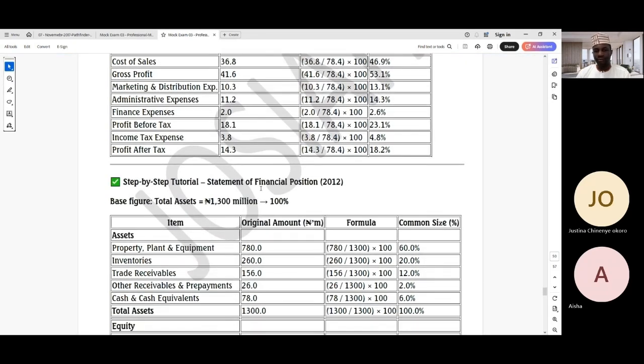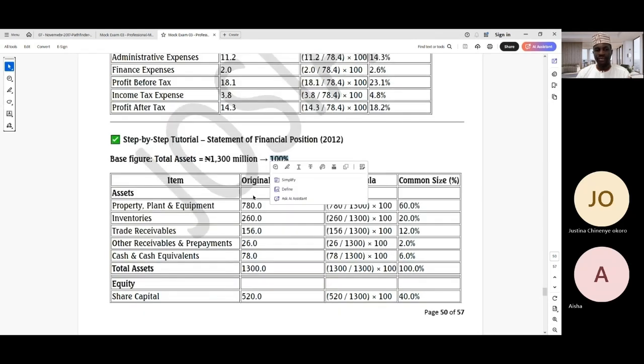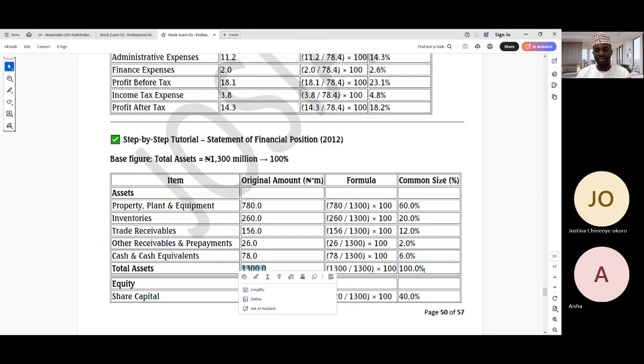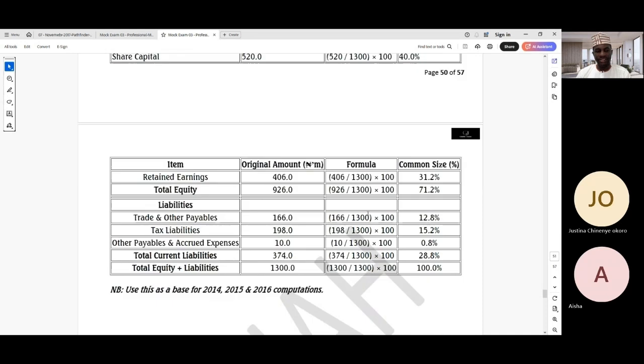Then for the step-by-step tutorial for the statement of financial position, you see that I provided the base, which is the total asset amount or value of 1.3 billion, and that is 100%. You can see the conversion from property, plant and equipment down to total assets. I have it as 100%. Then you express each asset component figure as a percentage of that common size. Then we do the same for equity and liabilities. The balancing figure for total assets is the same for total equity and liabilities, and we have it as 100% also.